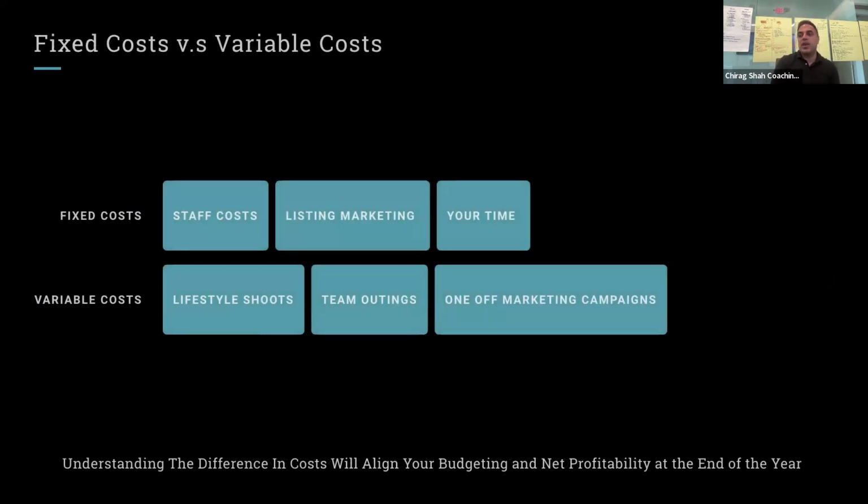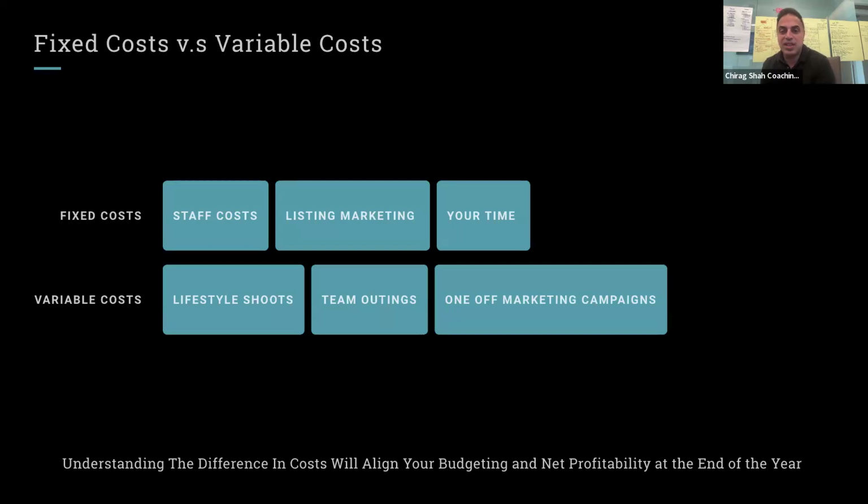Now, fixed cost versus variable cost, right? Fixed costs are staff costs, listing marketing, your time. Variable costs are lifestyle shoots, team outings, one-off marketing campaigns that you do. And when you're budgeting and you're looking at net profitability, you need to understand the two differences here and what you spend on each side of the fence.